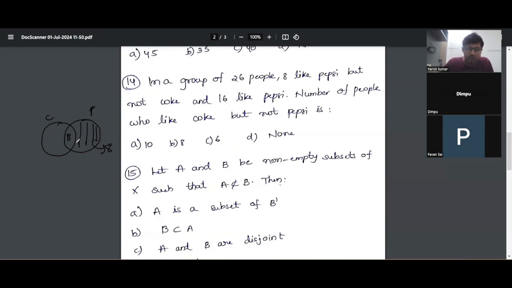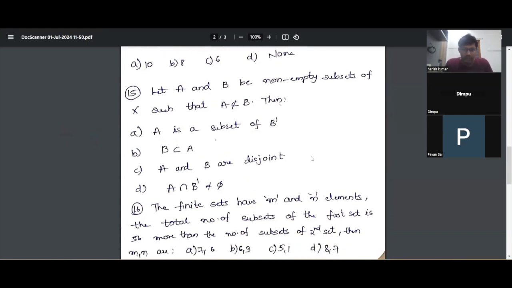Number of people who like Coke but not Pepsi. So I am talking about these people. Here itself I got 16 people. So the remaining people has to be 10 people, because total people are 26. The answer is 10. Easy kada ivi? Clear, right? Yes, sir.